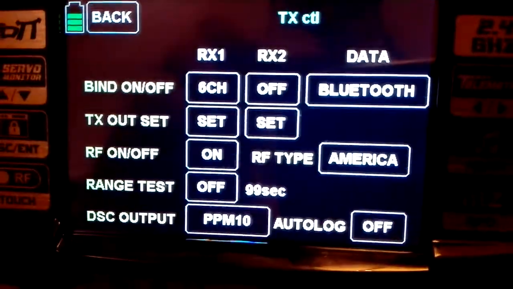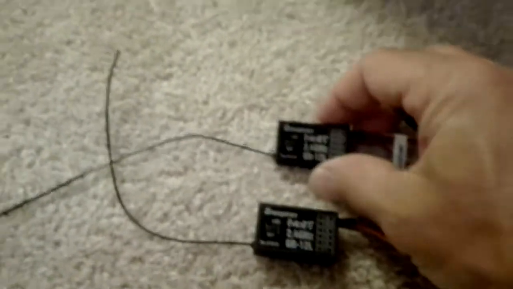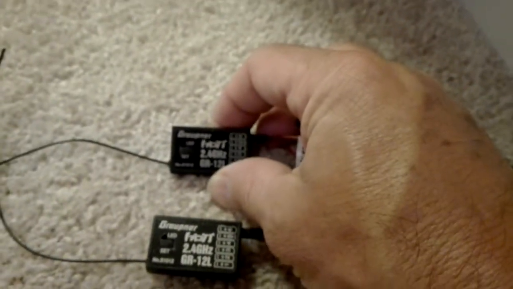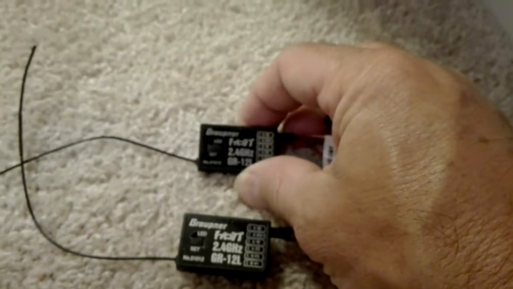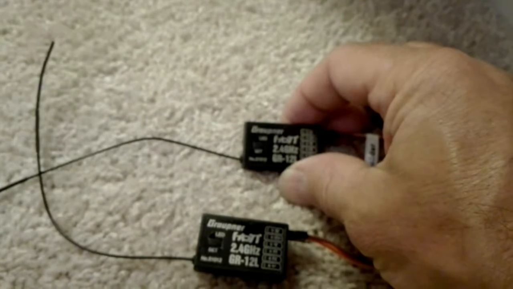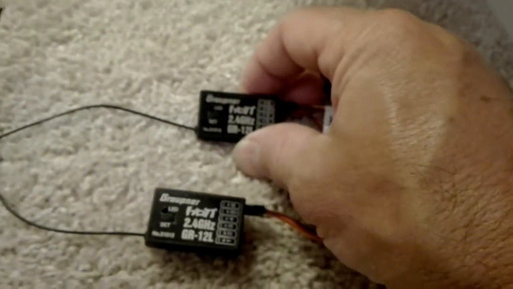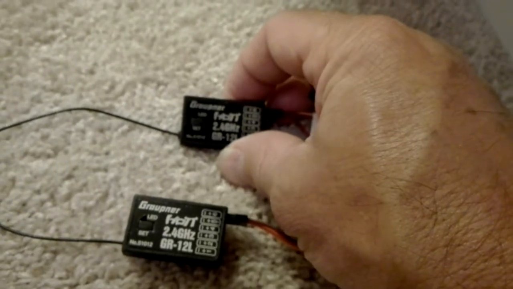Now we will do receiver number two. And this is where I get confused because once we bind RX1, the red light goes off in receiver number two. So I cannot really follow the binding procedure. And so I don't really know what Graupner wants me to do here.